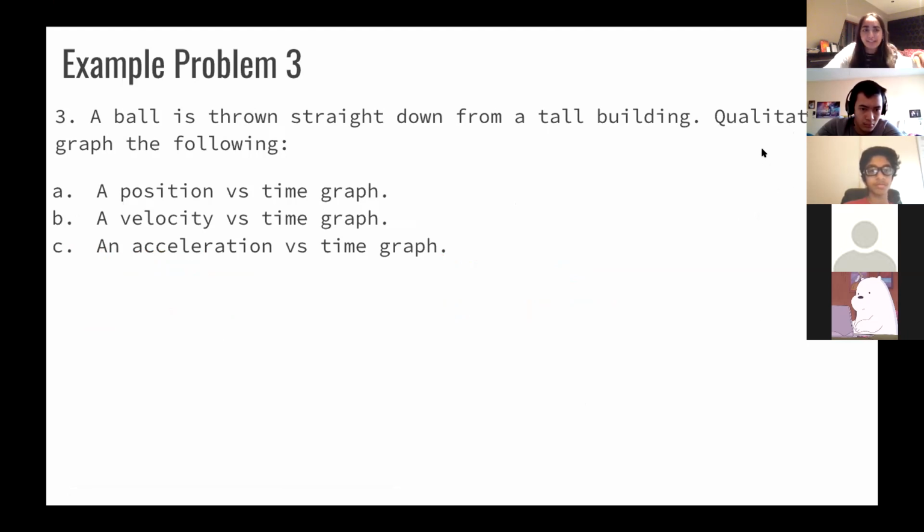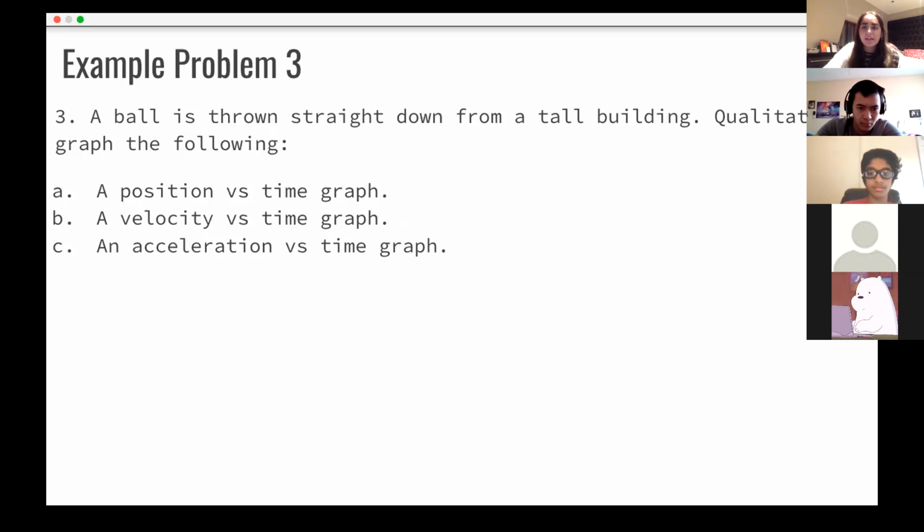It is a very classic physics problem where they ask you to draw the position time graph, velocity time graph, and the acceleration versus time graph. So this is a very similar problem to what we were talking about earlier, where a ball is thrown straight down from a very tall building. And then try to draw these while just thinking about how the ball should be moving, so qualitatively. And I'll give you a minute or two, and then we'll go quick through this so we have time for questions.